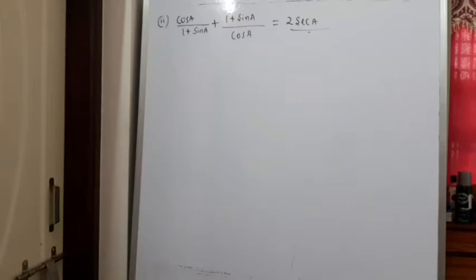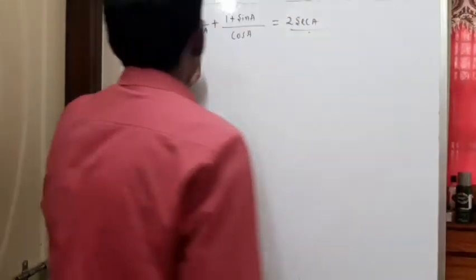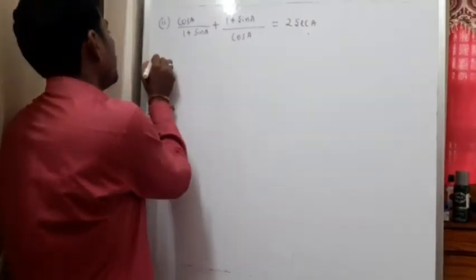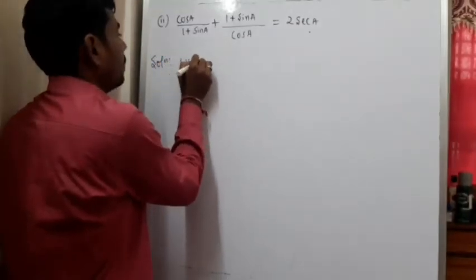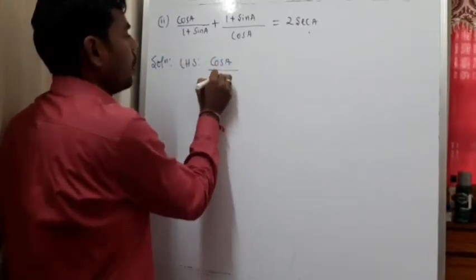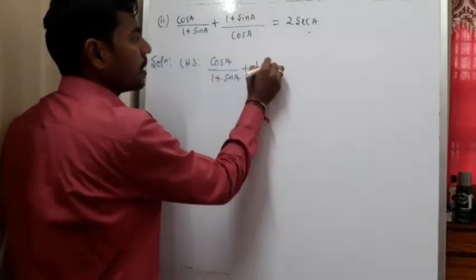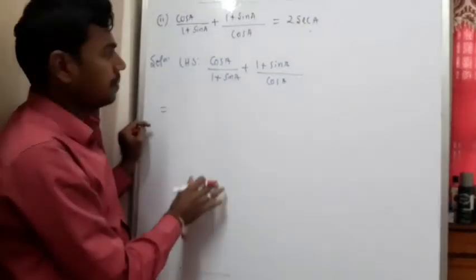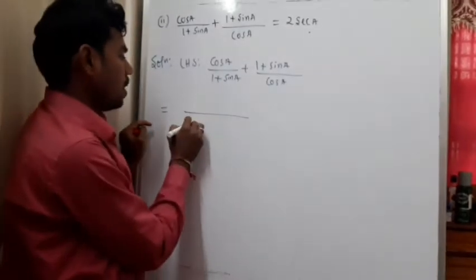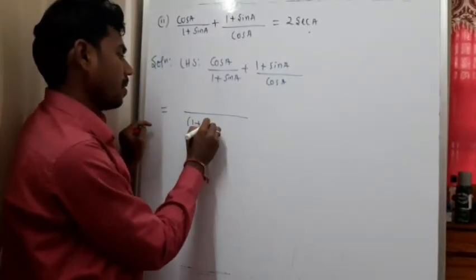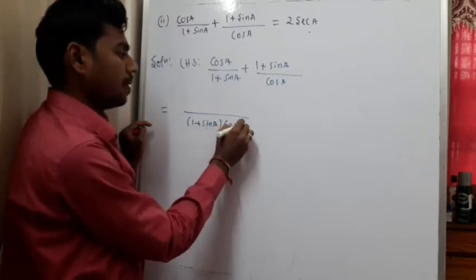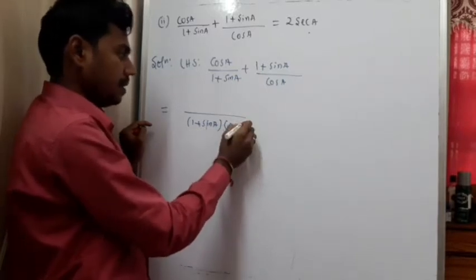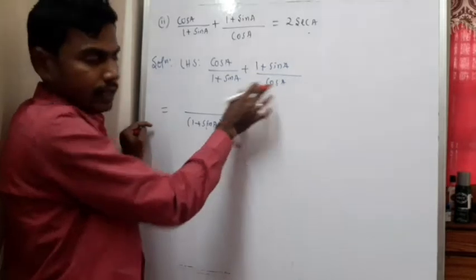The second question: cos A by 1 plus sin A plus 1 plus sin A by cos A is equal to 2 secant A, we need to prove. So for that, we'll write down the LHS: cos A divided by 1 plus sin A plus 1 plus sin A divided by cos A. So we'll take the LCM, 1 plus sin A into cos A. This is the LCM.